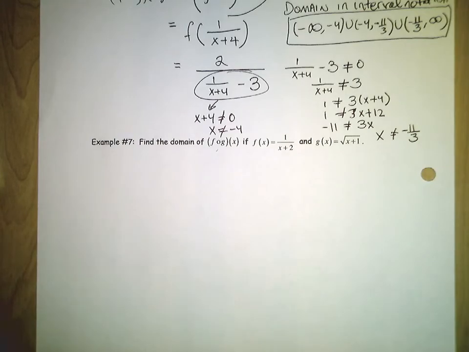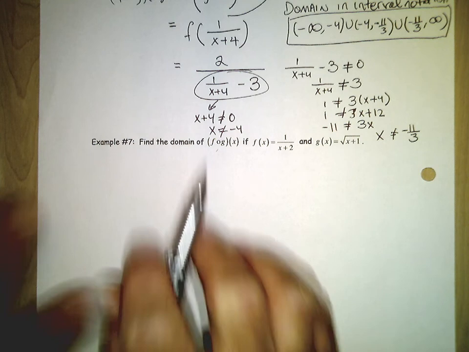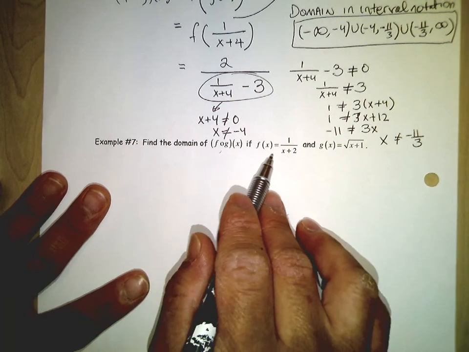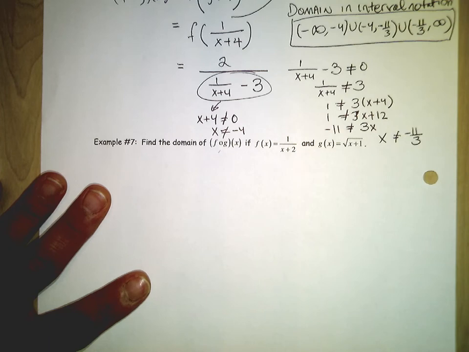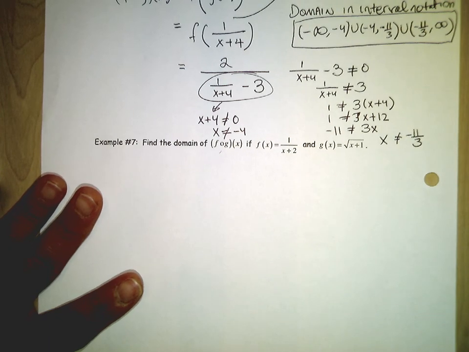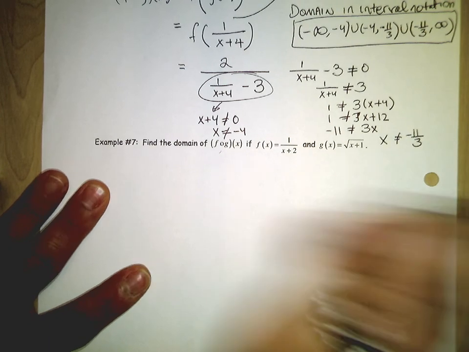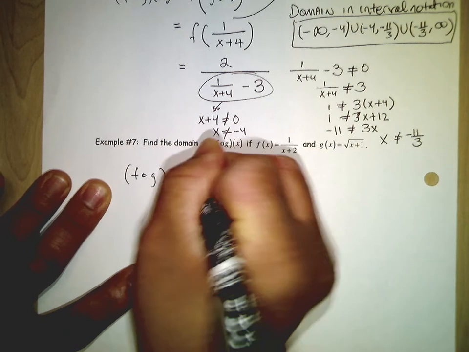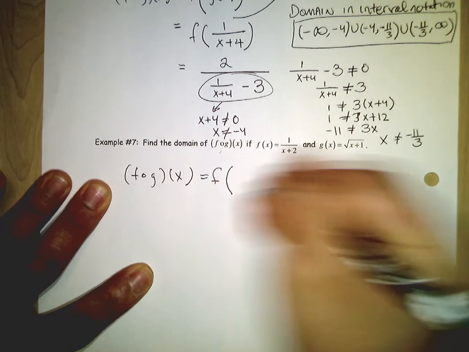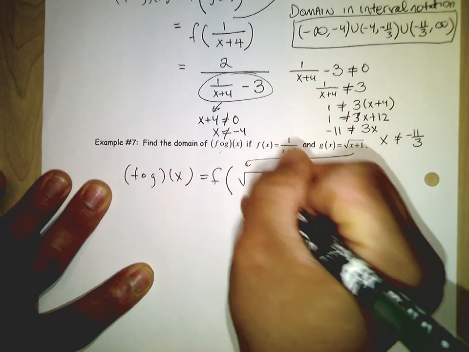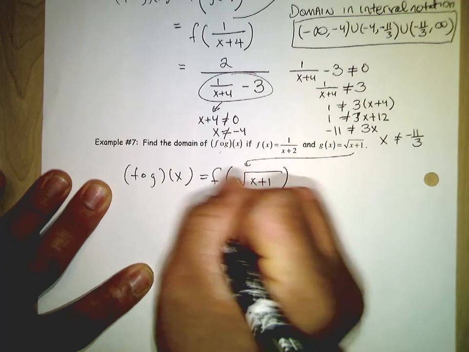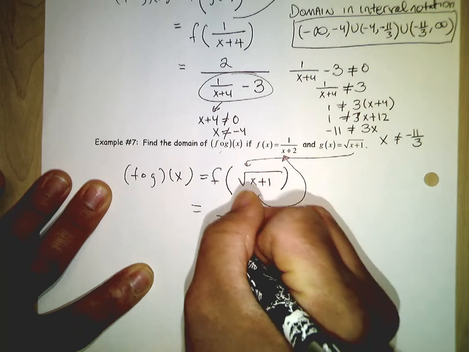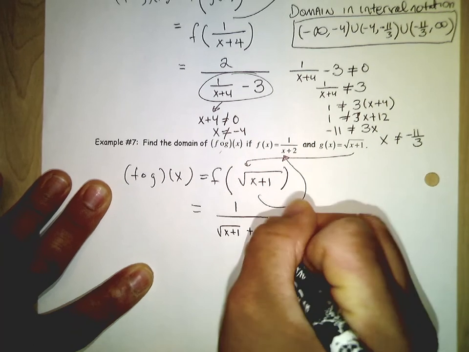All right, here is another one here, domain of f of g of x if f of x equals 1 over x plus 2 and g of x is the square root of x plus 1. So f of g of x is f of the square root of x plus 1. If I substitute that in for x in f of x, I have 1 over the square root of x plus 1 plus 2.